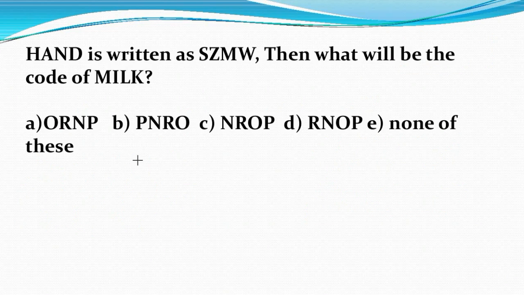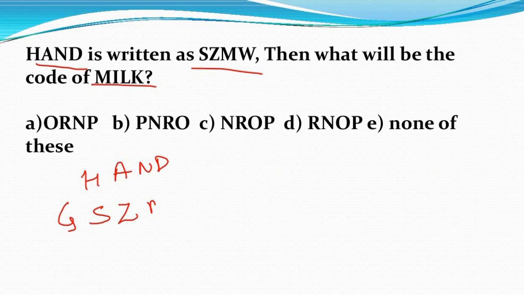Next question is, hand is written as this, then what will be the code for milk? HAND. The code for hand is S, Z, M and W. If you learn the opposite alphabet letters, you can easily observe the HS. It means Honey Singh, AZ means Azad, NM is Mango or Manmohan Singh, and DW is Dew. It means here are the opposite letter coding.